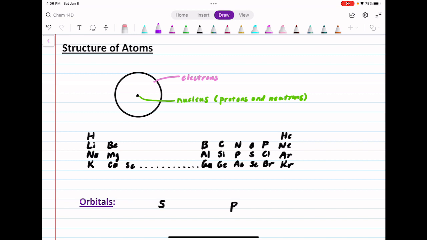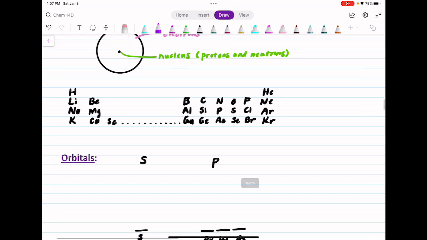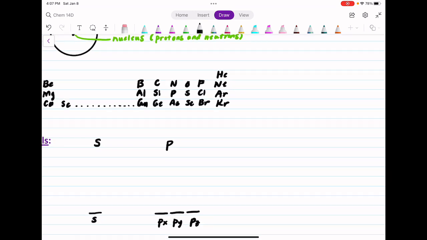The structure of atoms. We've got our nucleus, which has protons and neutrons. That's in the center. And then we are surrounded by electrons, and those electrons are usually described as being in orbitals. So the way we look at these orbitals, we've got different orbital shapes that we can have. We have S, P, D, and F orbitals.